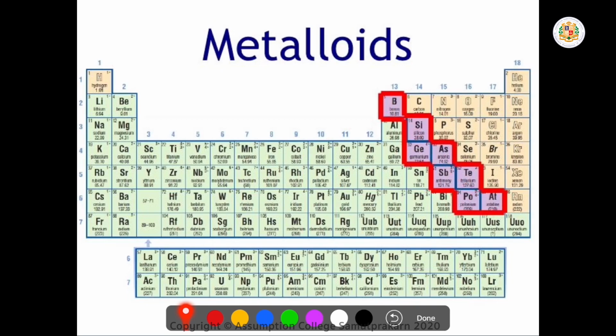So as you can see here, these elements that are inside the diagonal box are what we call our metalloids. How many metalloids do we have? We have 1, 2, 3, 4, 5, 6, 7, and 8. They are boron, silicon, germanium, arsenic, antimony, tellurium, polonium, and astatine. So these are the 8 metalloids on the periodic table.